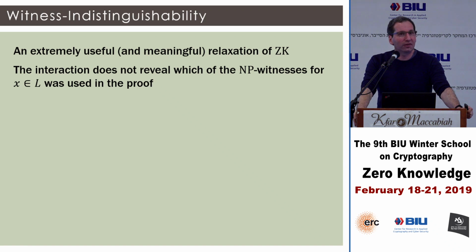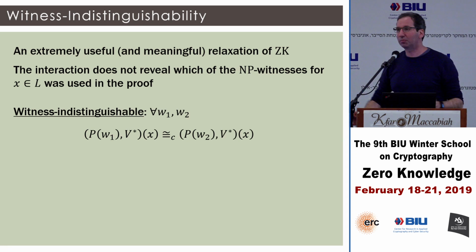And the requirement, if I can say it in words, is that the interaction between the prover and the verifier does not reveal which of the possible NP witnesses was used. Just like encryption doesn't reveal which message was encrypted. Same idea. It might leak other information, but which witness was used is not revealed.